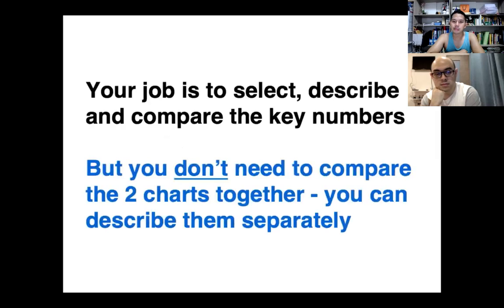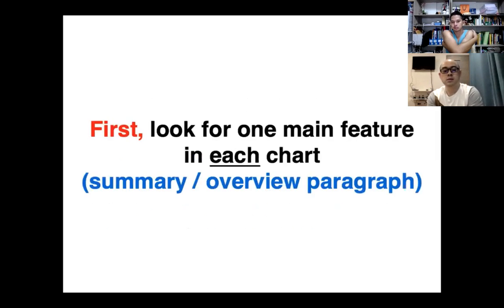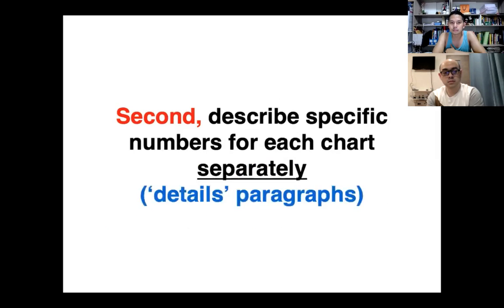But you don't need to compare the two charts together. You can describe them separately. Remember, you can describe them separately. First, look at one main feature in each chart, like summary or overall paragraph. Second, describe specific numbers for each chart separately, okay? Details, describe the details. This is the detailed paragraphs.